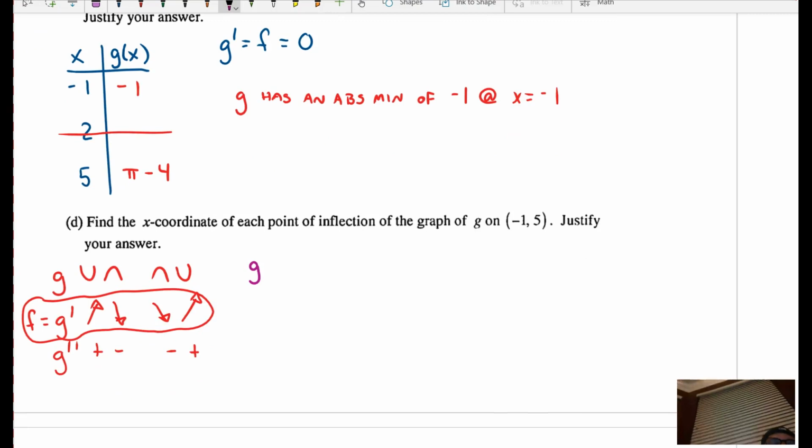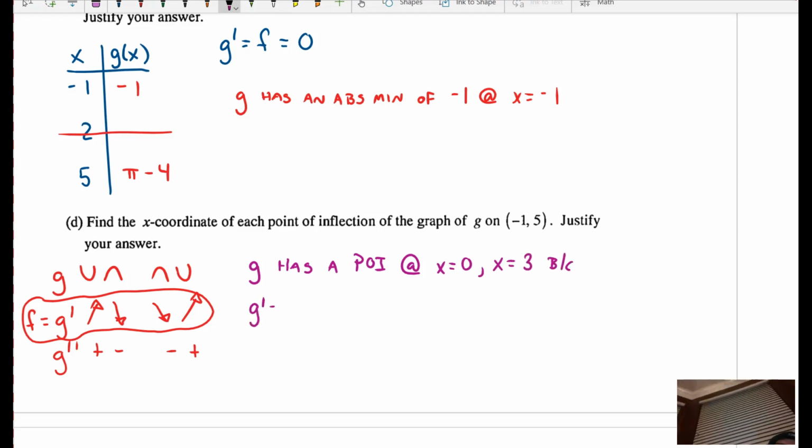And they're just asking for the x coordinate. G has a point of inflection at x equals 0 and x equals 3 because G prime, which is F, and I keep referencing back to F because F is the graph that's given, so that's the evidence that I have. And then I want to make a connection back to G, and the way that G and F are related is that G prime equals F. Changes from increasing to decreasing and decreasing to increasing.